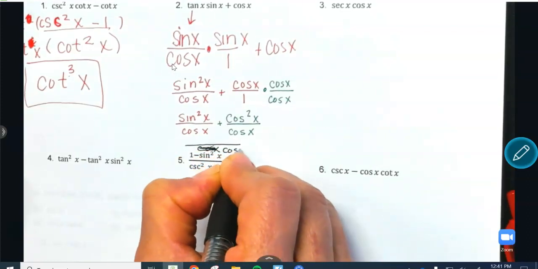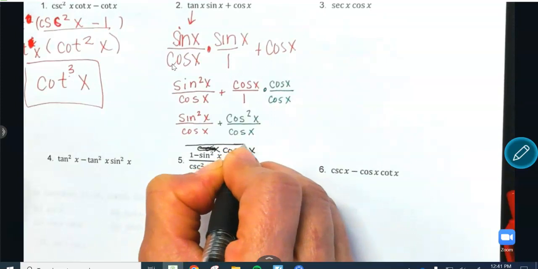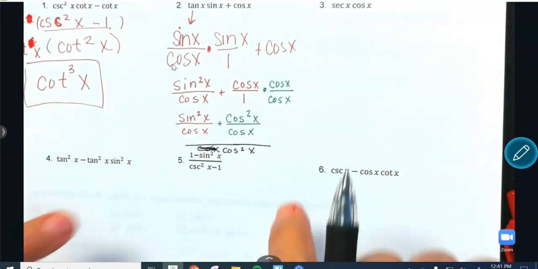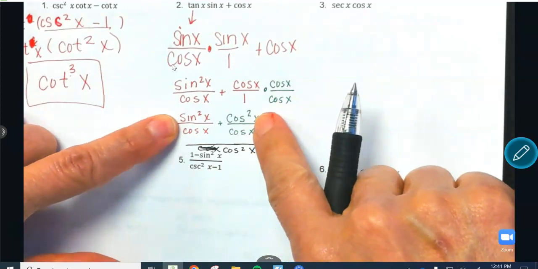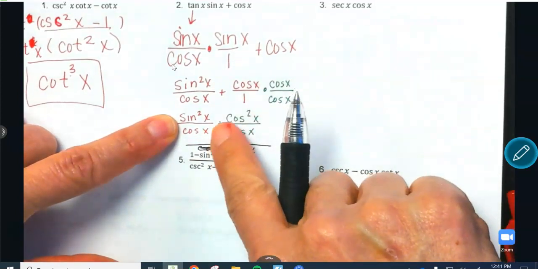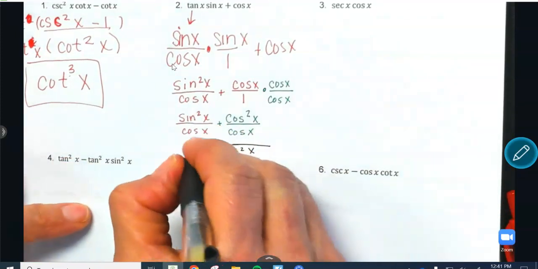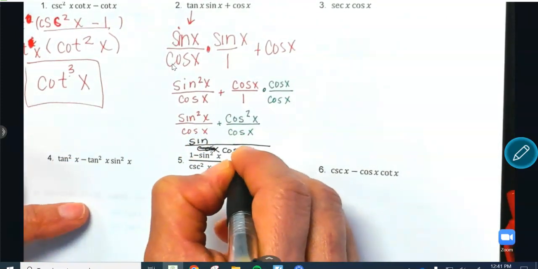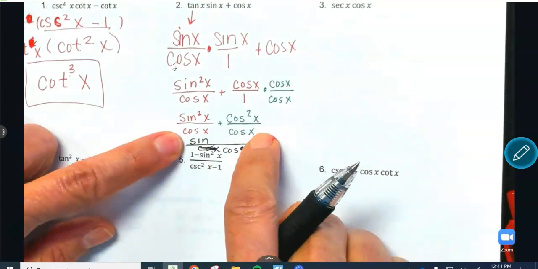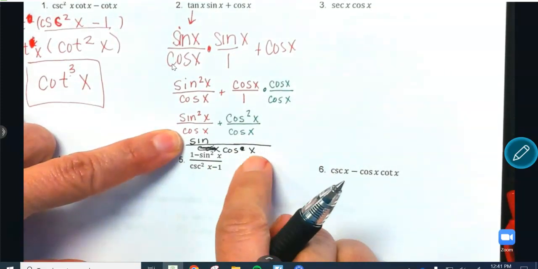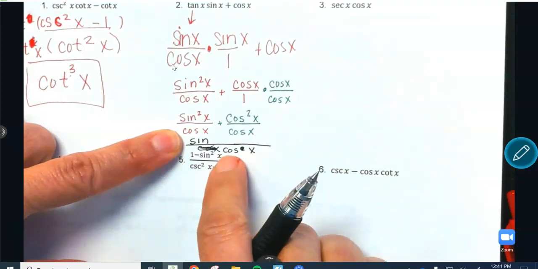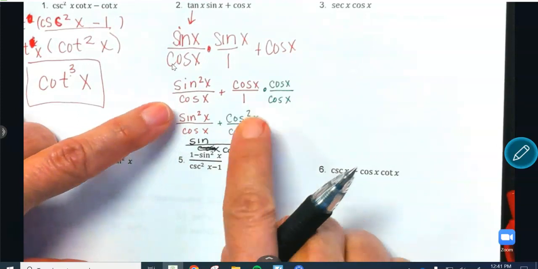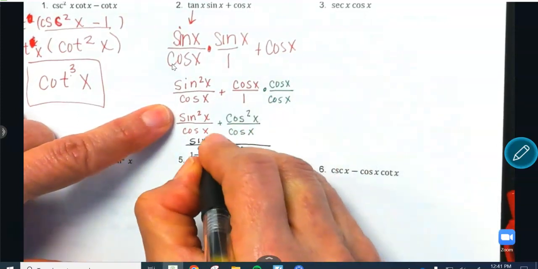I'm running out of room. I'm going to do the best I can to squeeze it all in there. There's the denominator. What's the numerator? Sine squared x plus cosine squared x. Yes, thank you, Keely. I'm sorry, I accidentally wrote a 2. It's just cosine x. The denominator is just cosine x. It did not change. Let's put the 2 numerators together.